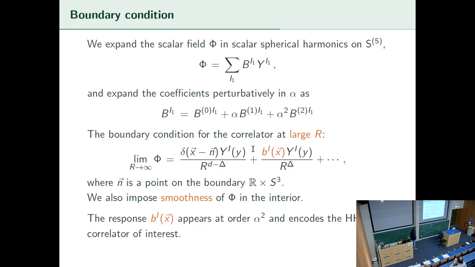And the first non-normalizable mode is dual to the source at the boundary, which we put at some point n on the cylinder. Then the normalizable mode will encode the two-point function of the probe field in this geometry. And eventually, we're after this coefficient B1 of x, which encodes the information of the heavy-light-light correlator of interest.